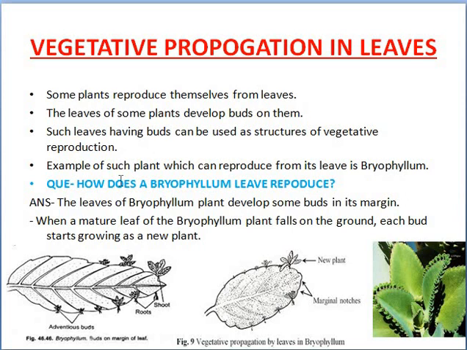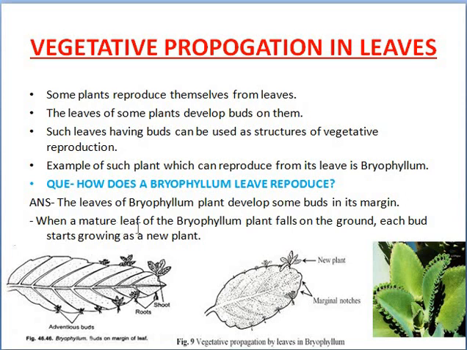And what is the name of the plant? Bryophyllum. How does a bryophyllum leaf reproduce? The leaves of the bryophyllum plant develop some buds on the margin. As you can see, these are the buds on the plant. You can see in these two diagrams also, these are the small buds. You can see the labeling, buds. These are the buds on the margin of the leaf. Margin means the edge of the leaf.